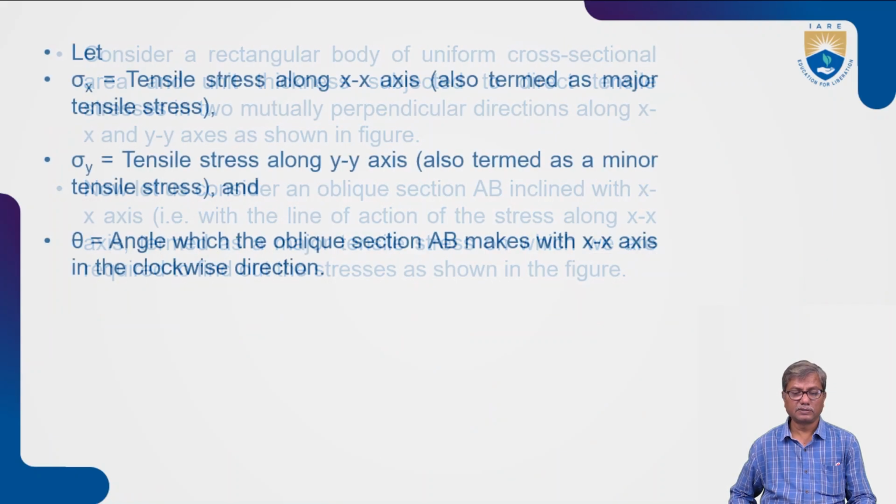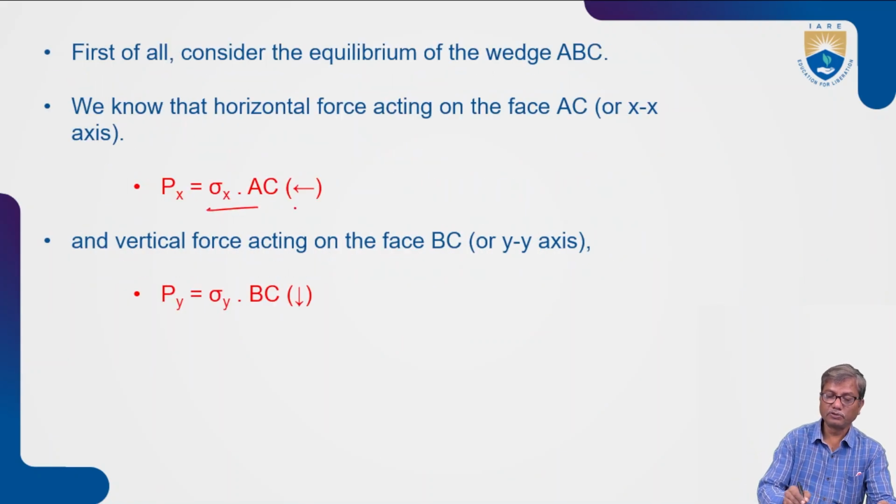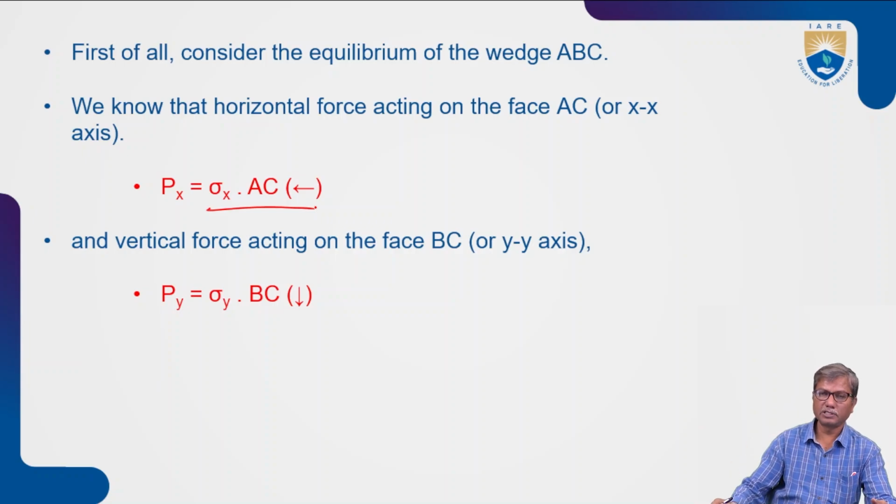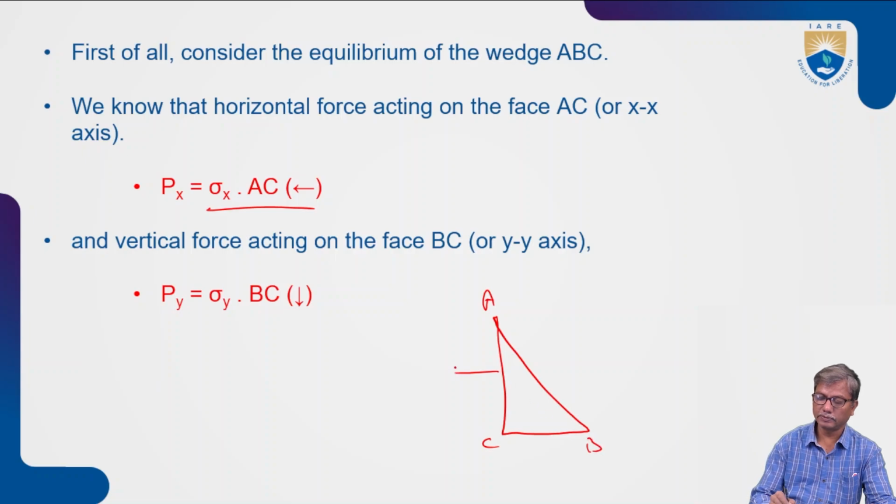Now let us see that. First, the force Px. This is A, C, B. So Px is the stress in the x direction, sigma x, multiplied by the area, as we have seen, AC into 1. And Py is sigma y into BC.